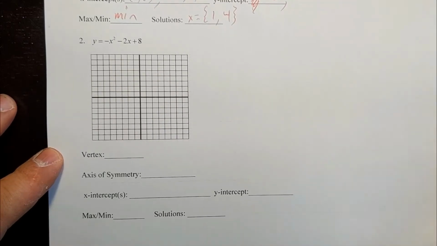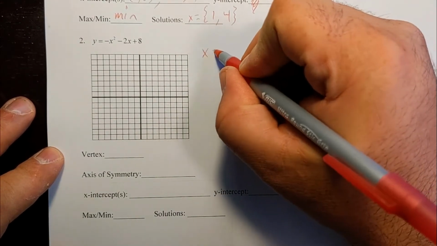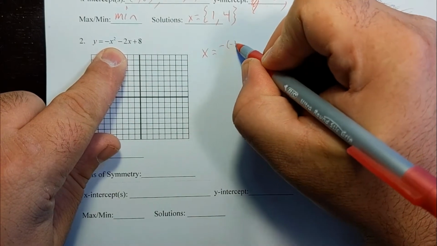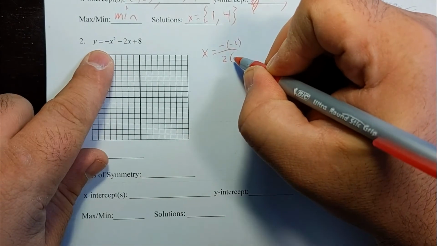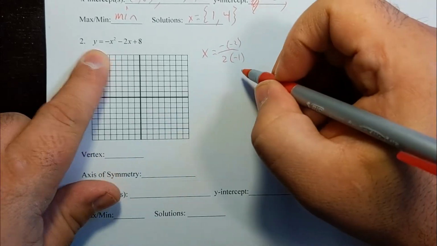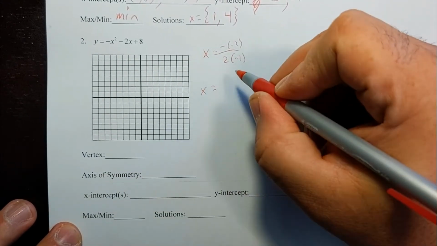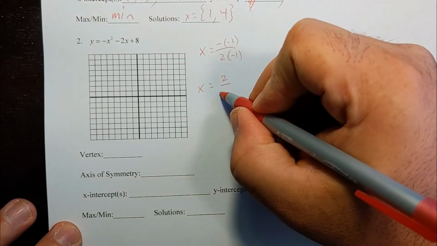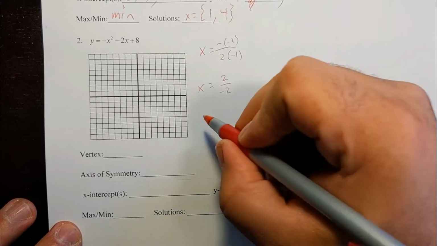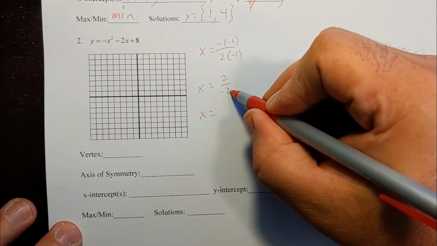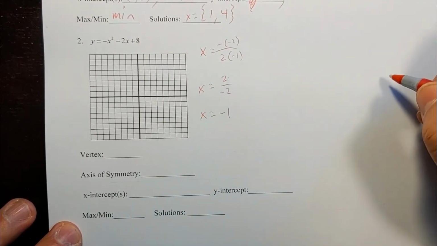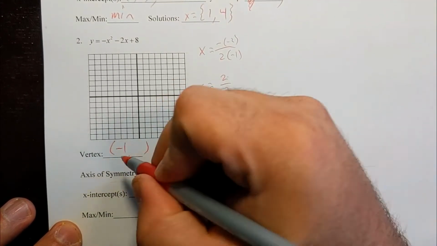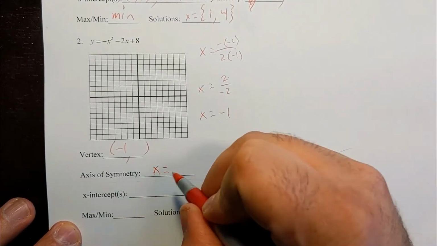Next problem, we're going to do it exactly the same way. We're going to use x equals -b over 2a. So it's going to be -2 over 2 times a. So a is a -1. Be careful with your signs. -2 makes it a +2 for your numerator. 2 times -1, -2 for your denominator. When you simplify that, 2 divided by -2 is going to be a -1. Again, for your vertex, there's your x coordinate. For your axis of symmetry, there's your axis of symmetry.